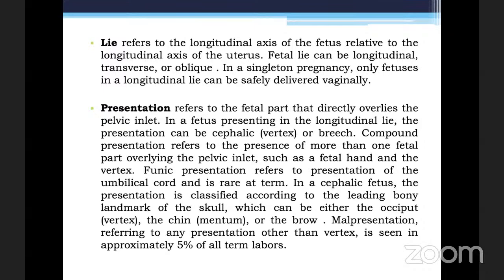Compound presentation refers to the presence of more than one fetal part overlying the pelvic inlet, such as the fetal hand and the vertex. Funic presentation refers to presentation of the umbilical cord and is rare at term. In a cephalic fetus, the presentation is classified according to the leading bony landmark of the skull, which can be either the occiput, the chin, or the brow. Malpresentation refers to any presentation other than vertex and is seen in approximately 5% of all term labors.